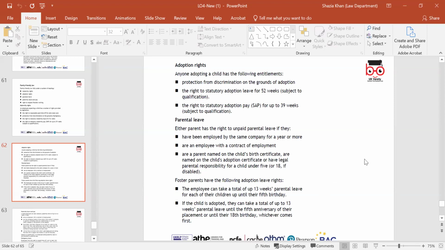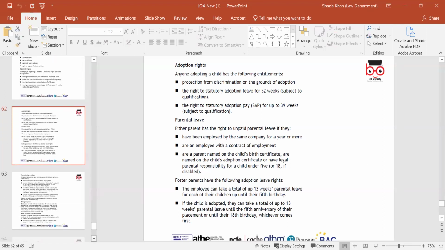Foster parents have the following leave entitlements as well. The employee can take a total of 13 weeks parental leave for each of their children up until the 5th birthday. That's foster parents. If the child is adopted, they can take a total of 13 weeks parental leave until the 5th anniversary of the placement or until the child's 18th birthday, whichever comes first.